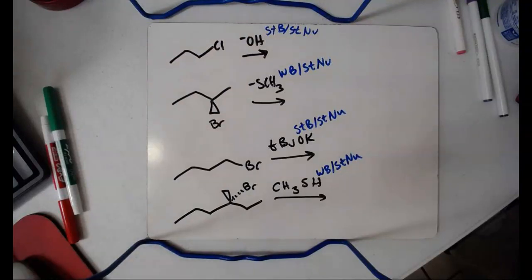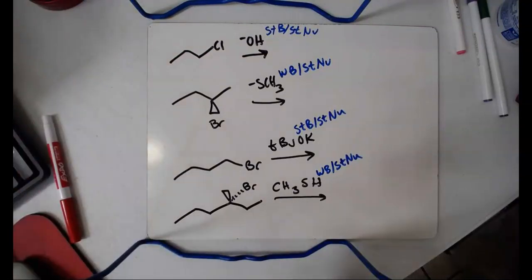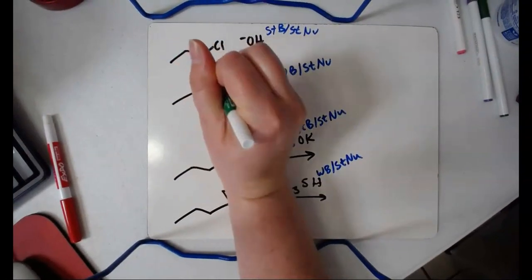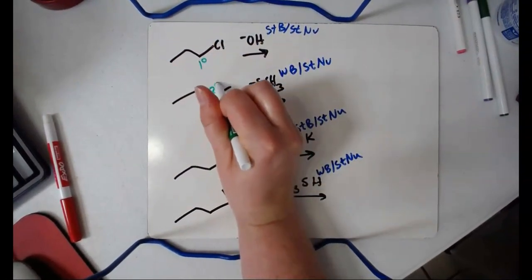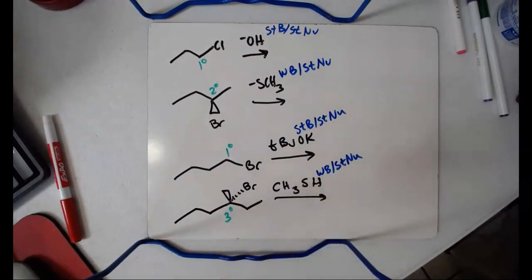The second thing that we want to be able to label is what type of substrate we have. So as we go down the list, we're looking at that alpha carbon. We have primary, secondary, primary, and tertiary. Now, with all of that information, we should be able to figure out which pathway our molecule is going to take, and then that will tell us what our product is going to be.